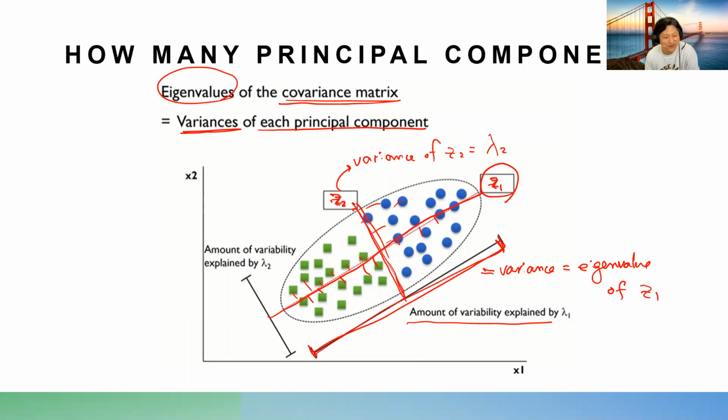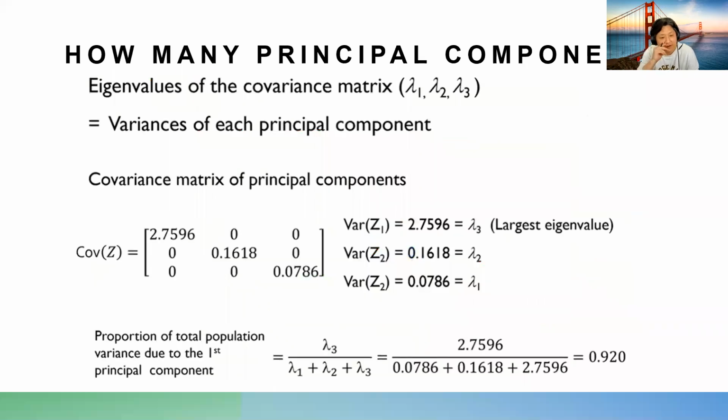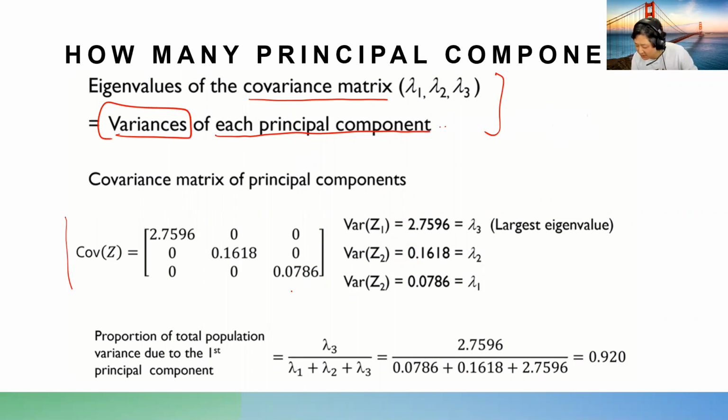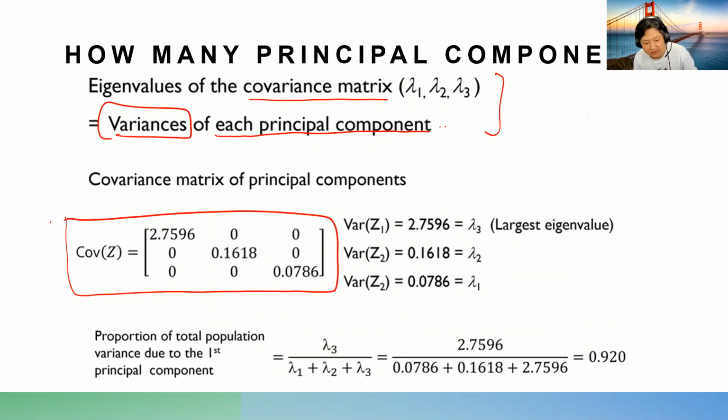Large, right? Because the large eigenvalue indicates the amount of variability of your principal component, right? So, okay, let's go one step further. The eigenvalue of a covariance matrix is the variance of each principal component, right? And this is the covariance matrix of our principal components, right?